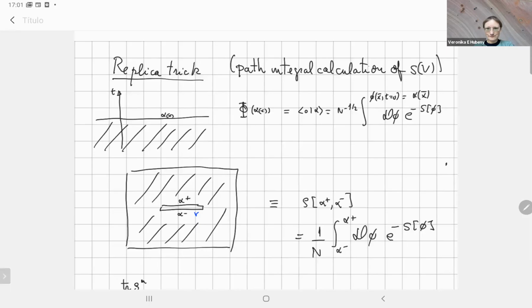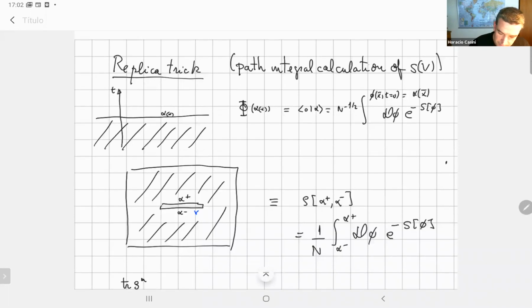Well, I will start from the point I left yesterday. I was describing the replica trick to compute the entanglement entropy with the path integral directly in the continuum. So the idea was first we have the vacuum wave functional.